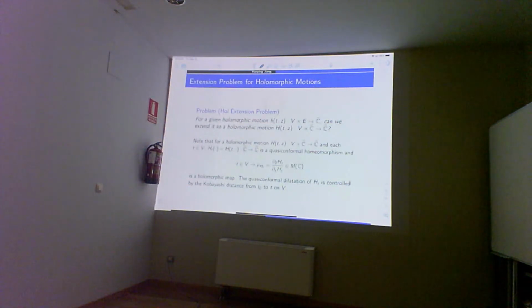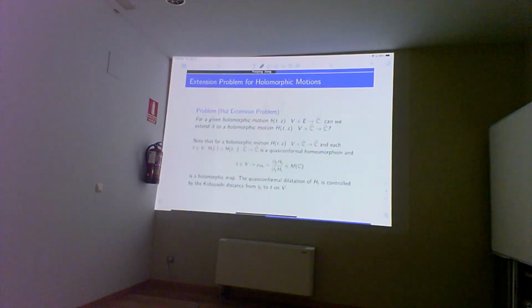the reason is that the quasi-conformal dilatation of h_t is controlled, because a holomorphic map is always contracting the Kobayashi metric, right? That is because the Beltrami coefficient actually is a holomorphic map, right?